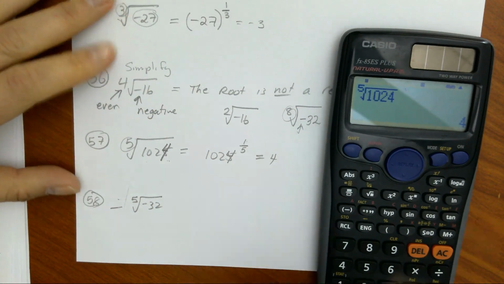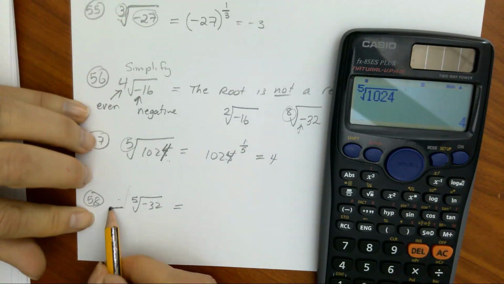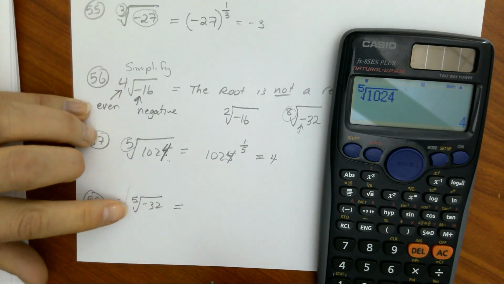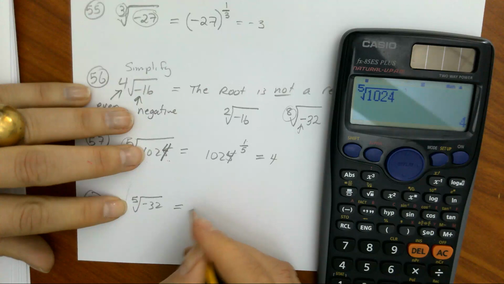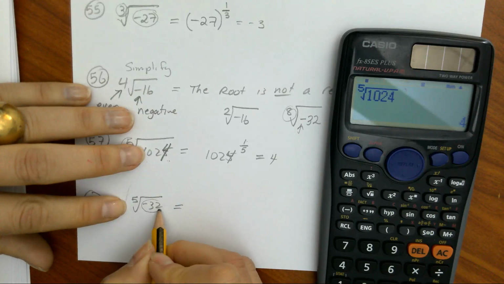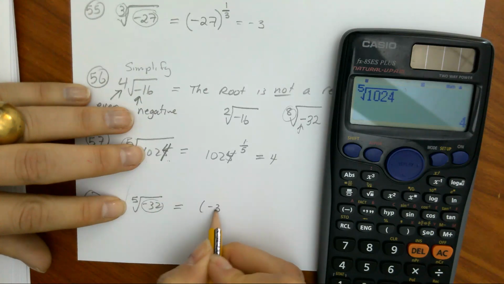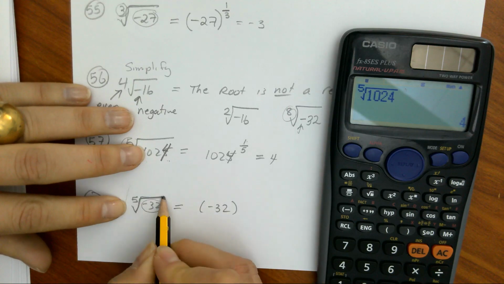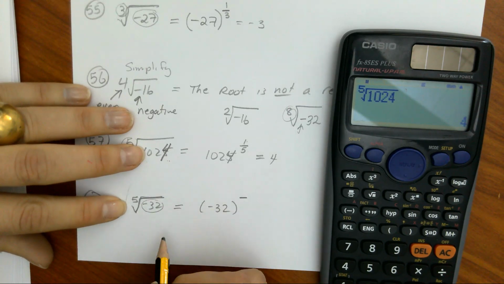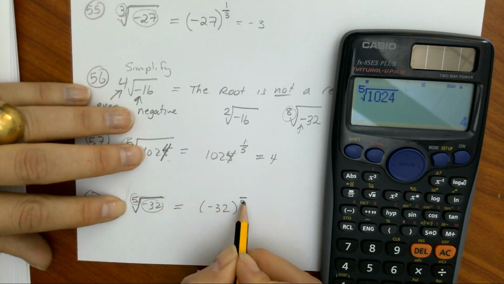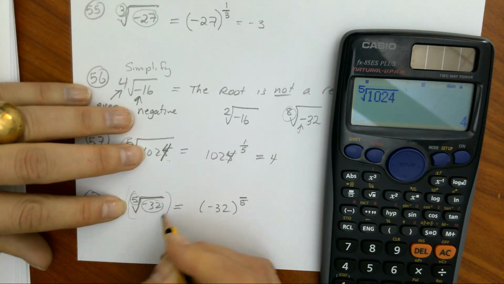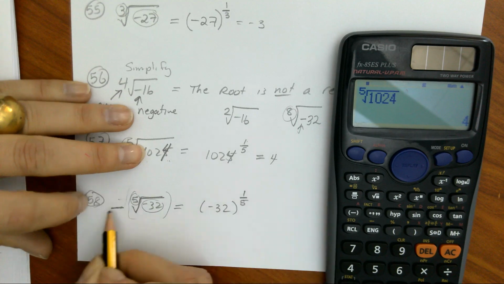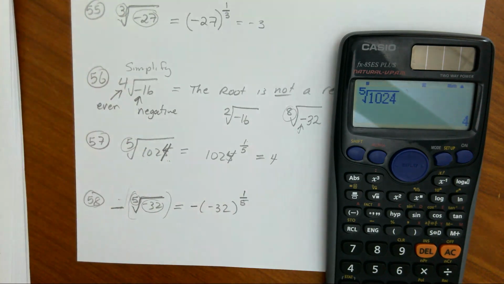The next one. So there's a negative in the front, so I'm just going to cover it up first. And I have to be careful, because the negative's with the 32, I have to put the 32 in brackets. Now because there's a radical sign, I know it's going to be a fractional exponent, and this is going to go to the bottom. There's no power, so it's just 1, and then I put the negative back on. Okay.